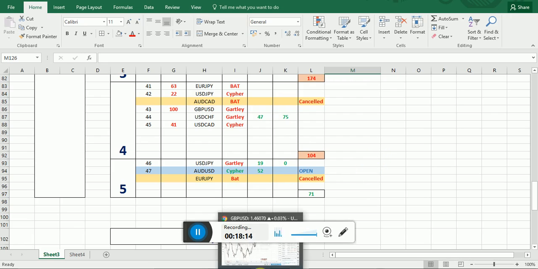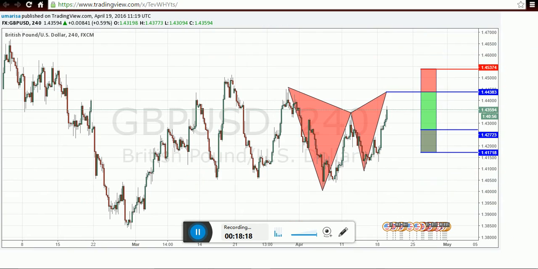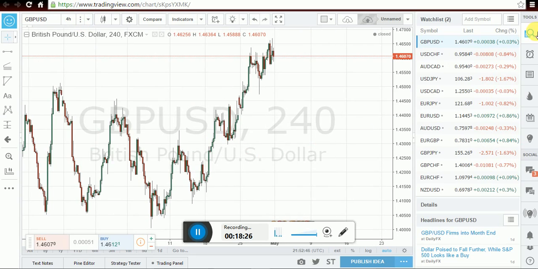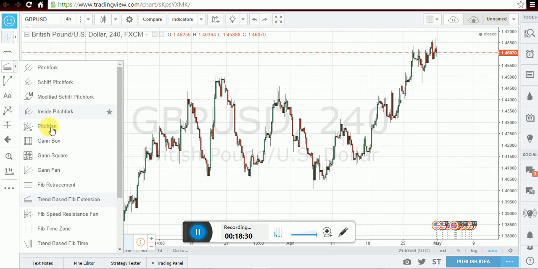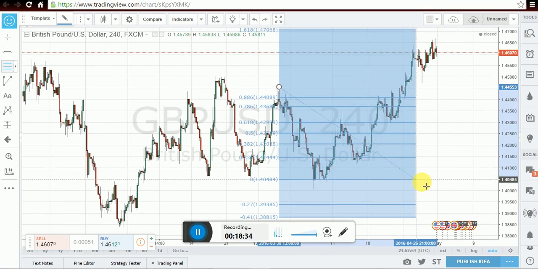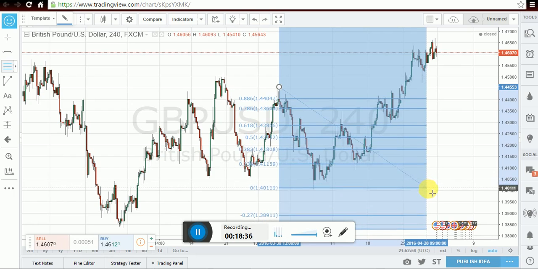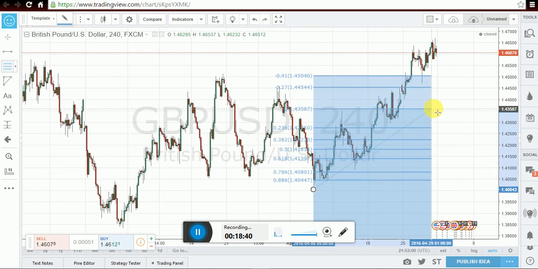I'm going to start with the pound dollar. We had a big loser on that one, about 100 pips. It's actually 99 pips. But this is an example of a trade that fits the plan. I'm going to show you guys the trade right here. I think there was a deep Gartley pattern. Yeah, it's a deep Gartley pattern.